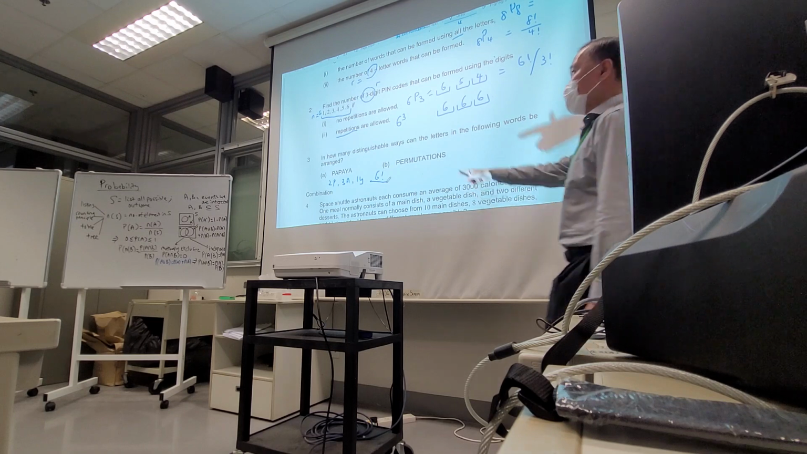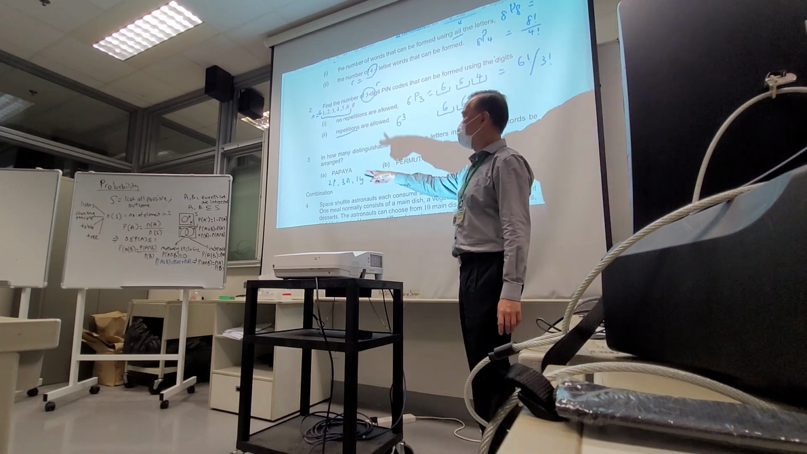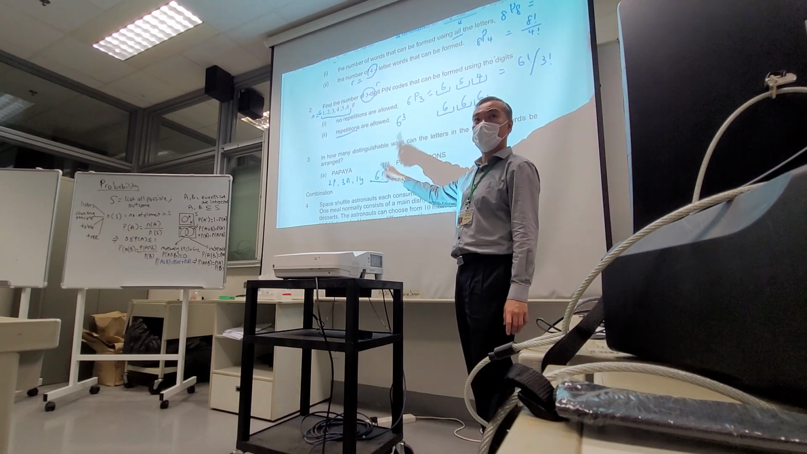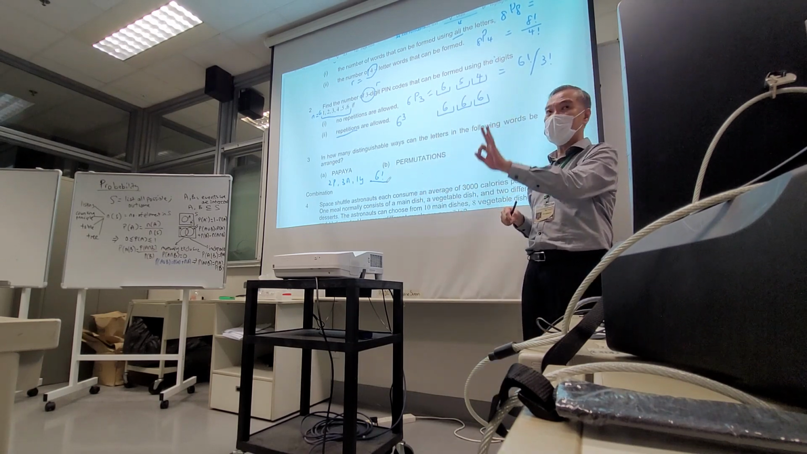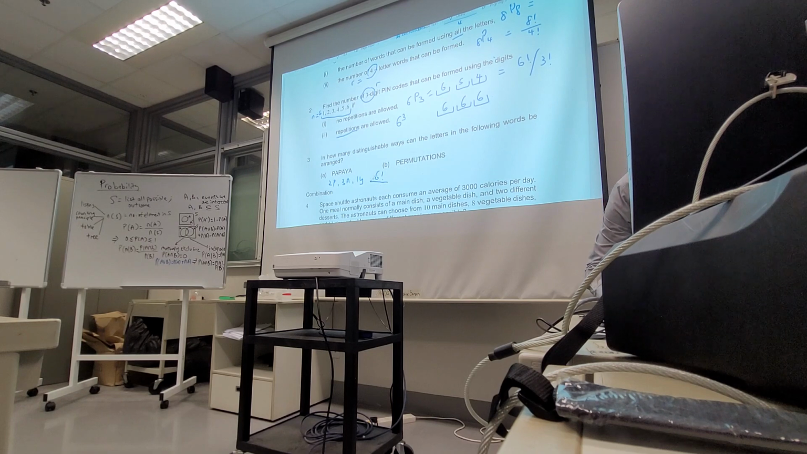You all know why 6, right? Because it's 2 plus 3 plus 1. Okay, 6. But then I got 2 P repeating and 3 A repeating, so I need to divide by 2 factorial, 3 factorial.